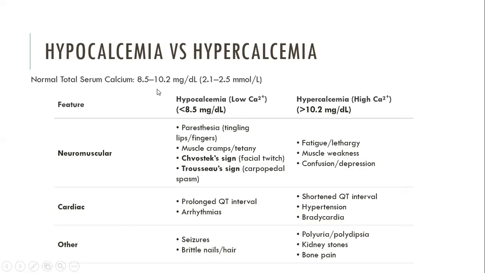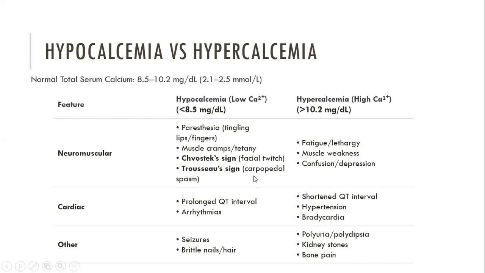If we now come to hypocalcemia and hypercalcemia, normal serum calcium levels are 8.5 to 10.2 milligrams per deciliter. Hypocalcemia, or low calcium, happens when the calcium level in the blood is less than 8.5. So, how will hypocalcemia present? The patient will have two important groups of symptoms: neuromuscular and cardiac. The patient will have paresthesias like tingling in the lips and fingers, and muscle cramps and tetany will be there. The Chvostek sign is very important: when you tap the patient's face, there will be a facial twitch.